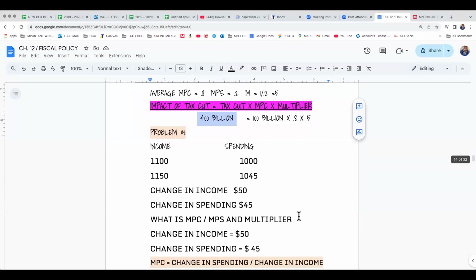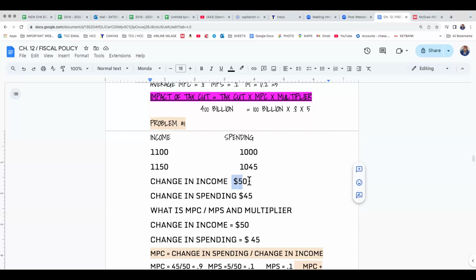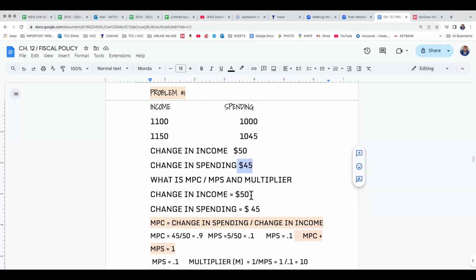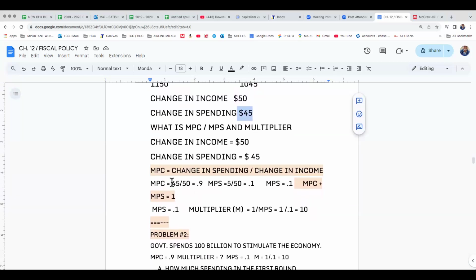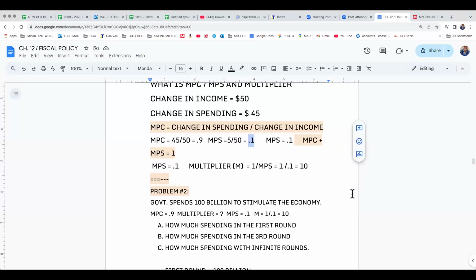So let's just take some examples. Let's say your income is $1,100 and you spend $1,000 a week. Now the government sends you a check of $50 for the week. So income has gone up by $50, but you are spending $45 more than before. So change in income is 50, change in spending is 45. So MPC would be 45 divided by 50, which is 0.9. And out of the $50 check, you save $5. $5 divided by 50 is 0.1. So every extra dollar you got, you're spending 90 cents and saving 10 cents. So in this case, the multiplier, what we call the fiscal multiplier, which is part of fiscal policy, is 10, 1 divided by 0.1.